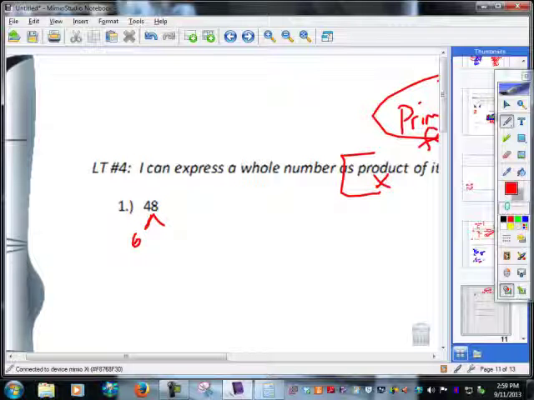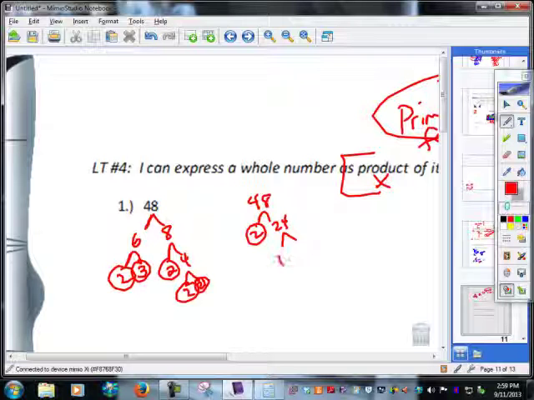Okay, I'm going to do 6 and 8. Just so you know, I could have also done 2 and 24. Either way, it doesn't make a difference. You're going to get the same result. I'll show you here in a minute. Okay, this 8 would be 2 and 4. Okay, this would be 2 and 2. Okay, this one over here would be 2 and 12. It's going to be 2 and 6 and 2 and 3.